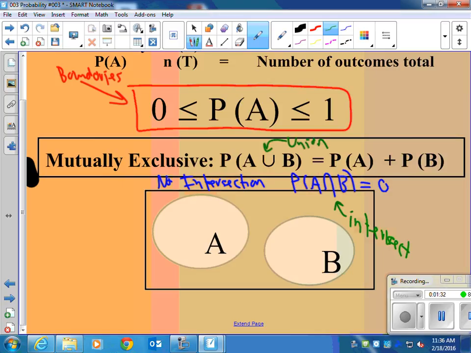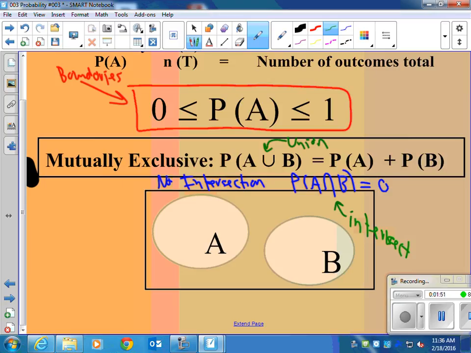Kind of weird. I think you guys were the first group in Honors Pre-Calc that we did a little review of this at the beginning of the year, and we did some of these Venn diagrams that you're going to do in a little bit. IB plays with these a lot, but let's talk about mutually exclusive.